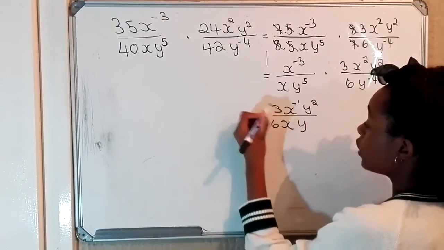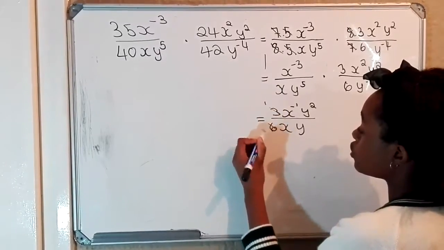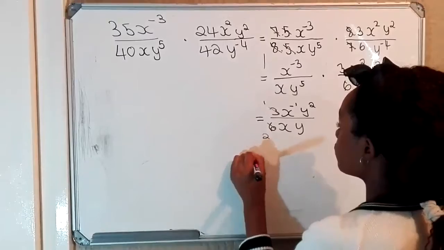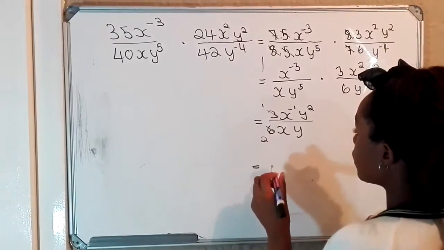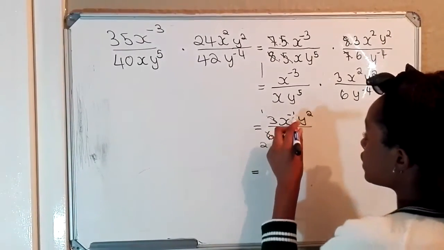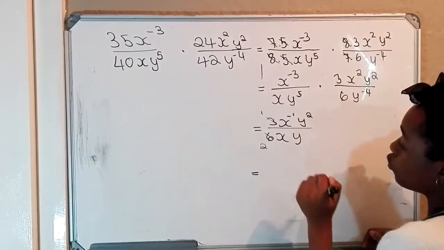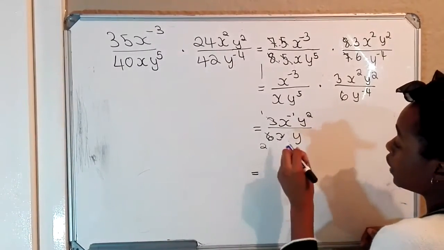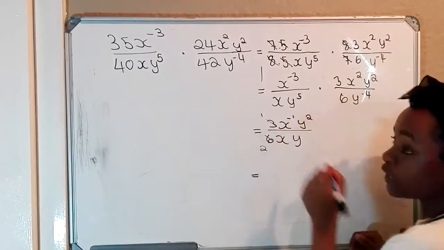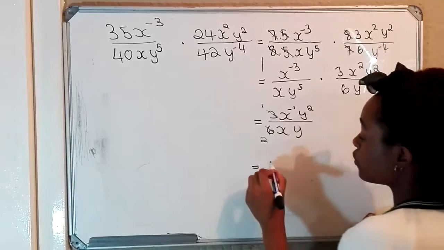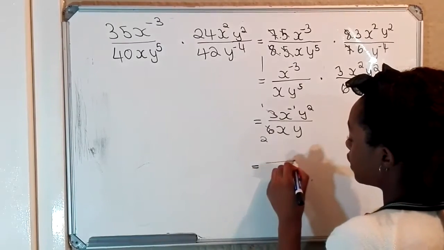So we can also simplify 3 and 6. By 3 goes once, by 3 goes twice. So we simplify that. So now we're left with x^-1 and y^2 and xy, x and y. When we're left with this, we have a negative exponent and we don't like that, so we're going to bring down the x.